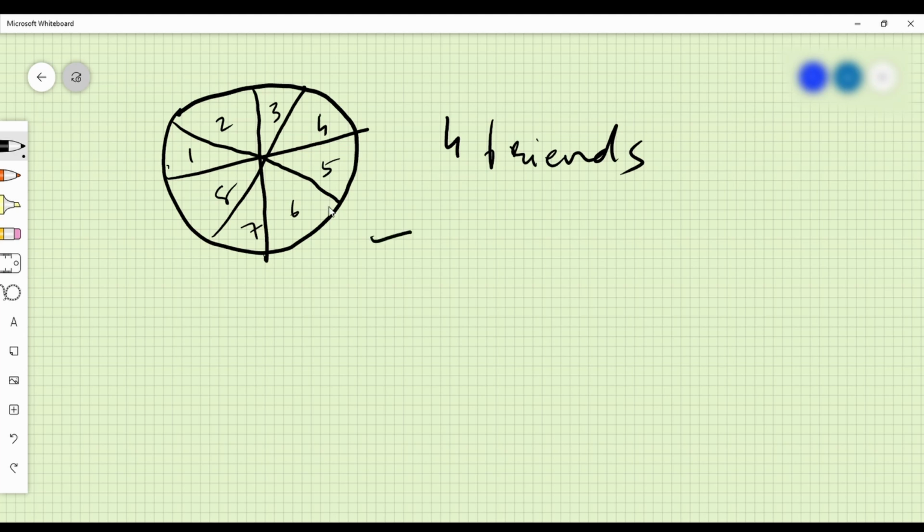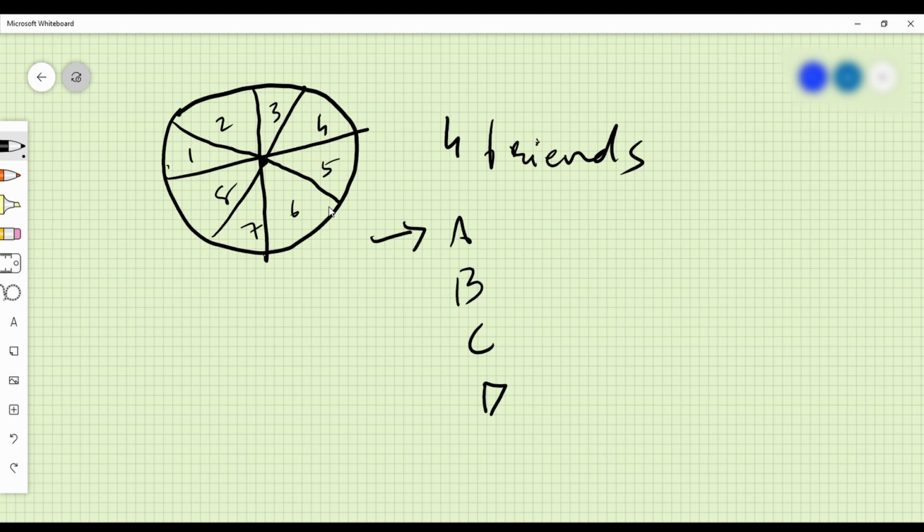and all of them are equal aged friends, and they want to eat this pizza, and we want to make sure that none of them is unhappy after eating this, or nobody gets less. They all get equal share of pizza. So I'll just make 4 friends: A, B, C, and D.